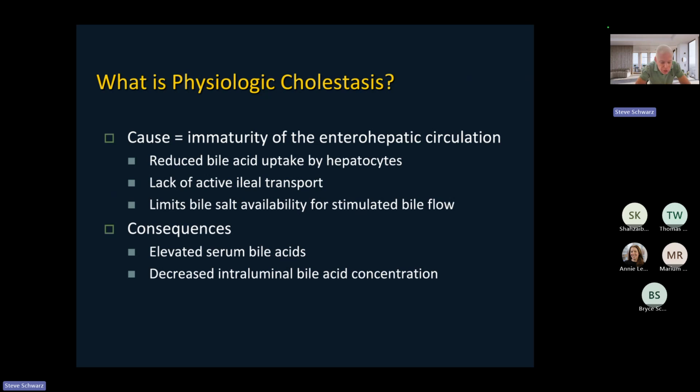We know that the reason that this is such a problem in the newborn is because of the newborn's immaturity in their enterohepatic circulation. The newborn has reduced bile acid uptake by hepatocytes. There is poor active ileal transport, which rapidly develops, but is not normal in the newborn. And this limits bile salt availability for bile salt stimulated bile flow, further creating a scenario where cholestasis can occur. The consequences of this physiological cholestasis are elevated serum bile acids and a decrease in the intraluminal bile acid concentration, which certainly can contribute to problems with normal nutriture.